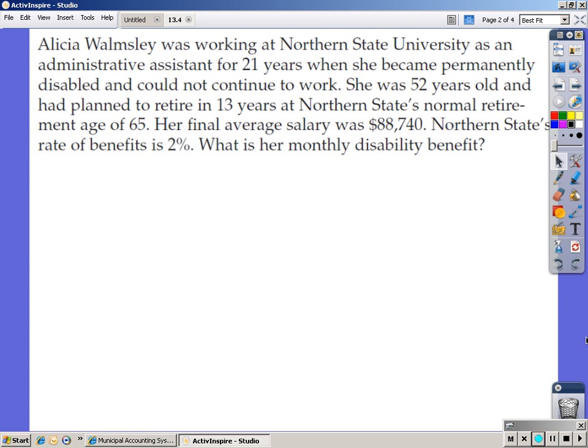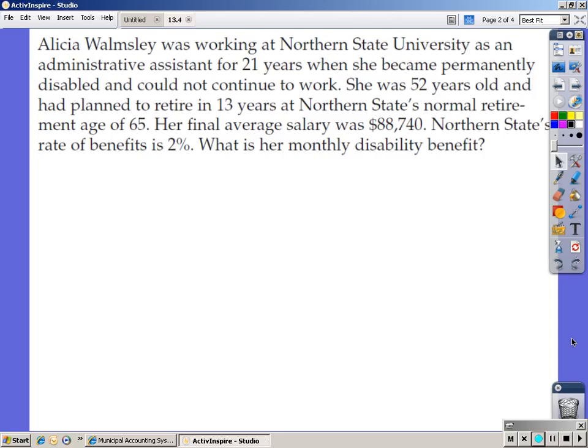Okay, here we go. Alicia Walmsley was working at Northern State University as an administrative assistant for 21 years. When she became permanently disabled and could not continue to work, she was 52 years old and had planned to retire in 13 years at Northern State's normal retirement age of 65. Her final average salary was $88,740. Northern State's rate of benefits is 2%. What is her monthly disability benefit?